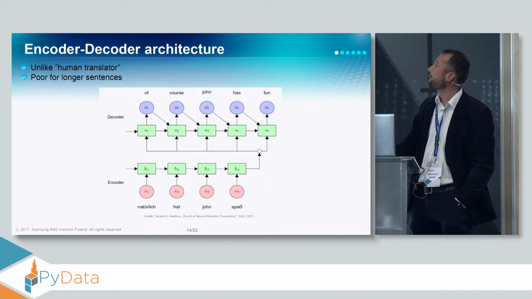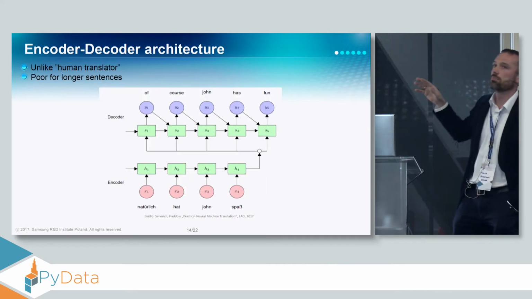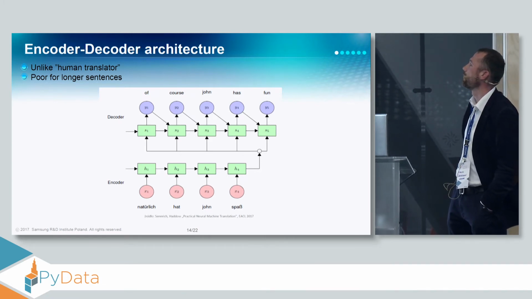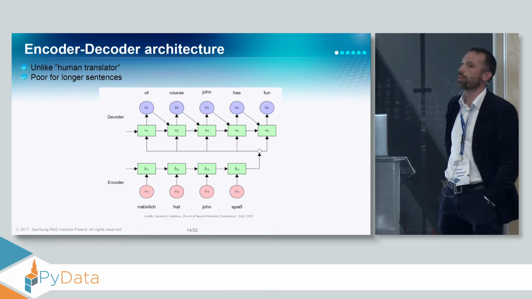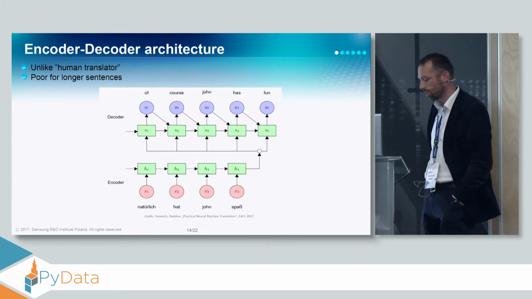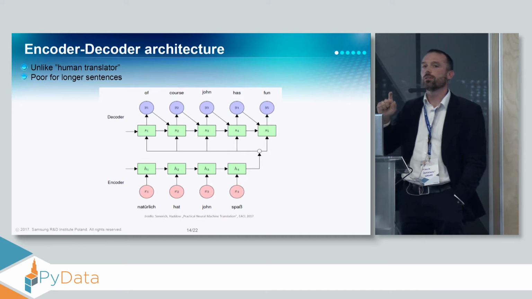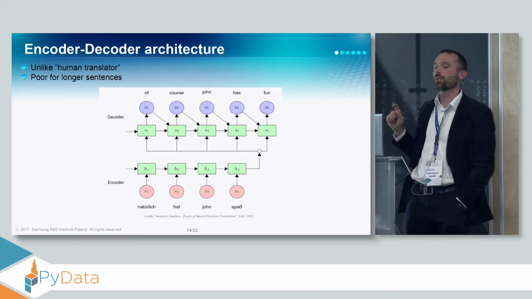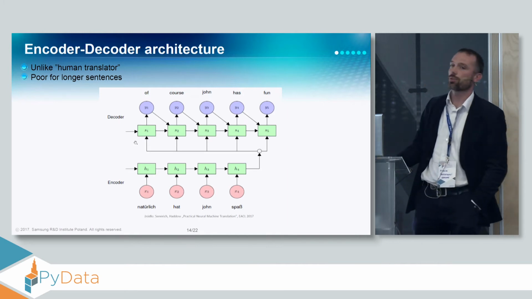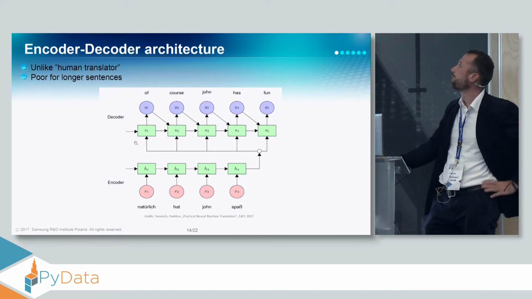So this was one of the first models proposed in neural machine translation, and it works reasonably well, but you probably get the intuition that having one vector that summarizes the whole sentence is not the best idea, and you're right. It works for short sentences, but it gets poor with the longer ones, right?